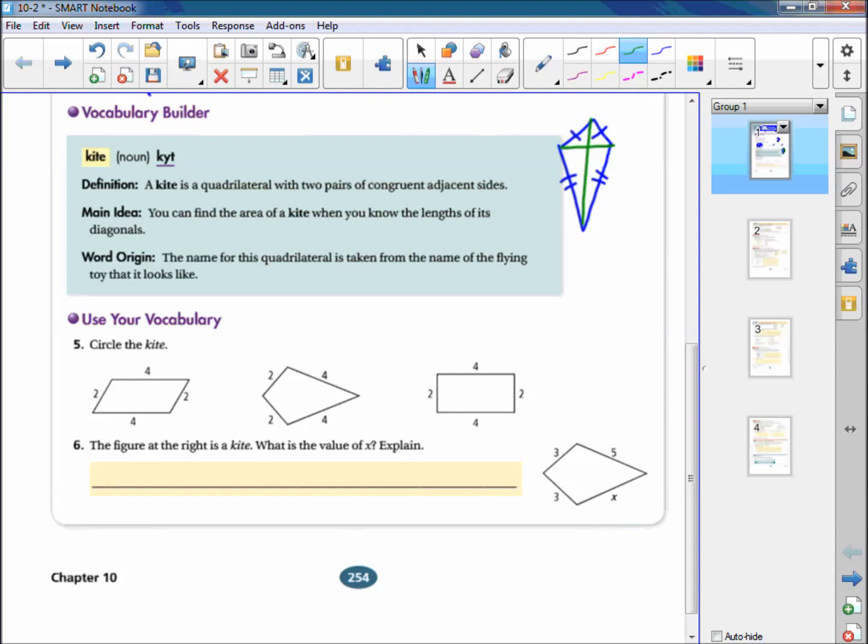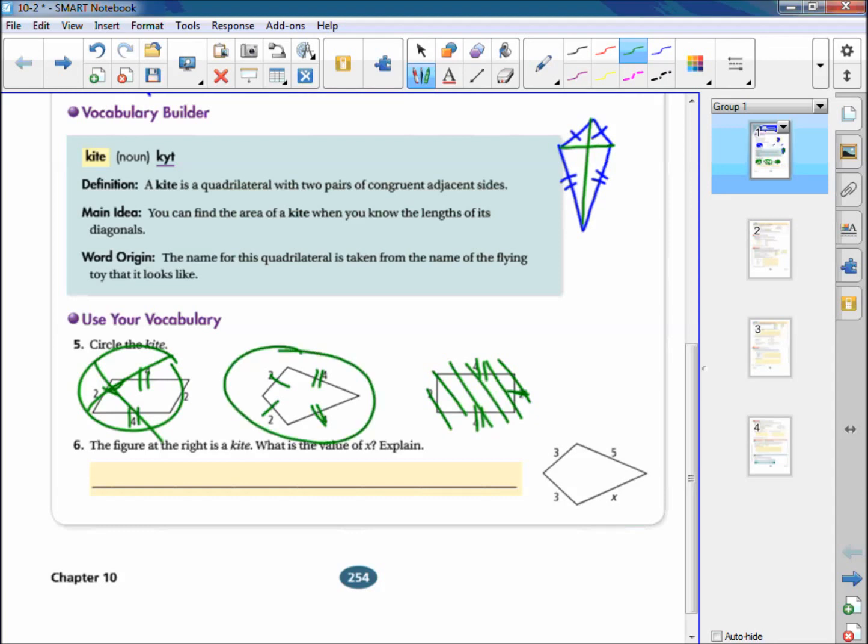So circle the kites here. This one's not a kite. These two consecutive sides are neither congruent, nor are these two consecutive sides congruent. So this is no. Same with over here. This 4 and this 2 are not congruent, and this 2 and this 4 are not congruent. So therefore, that does not have a pair of consecutive congruent sides. But this one does. The 2's are congruent, and the 4's are congruent. So it's two pairs of consecutive congruent sides. So there's our kite. The figure at the right is a kite.